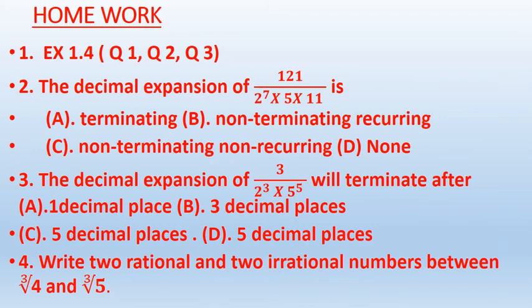Next, do the following problems 1, 2, 3, 4 as a homework exercise. The first question is from your exercise 1.4. Questions number 2 and 3 are multiple choice questions, and for question number 4 you have to write 2 rational and 2 irrational numbers lying between the cube root of 4 and the cube root of 5.